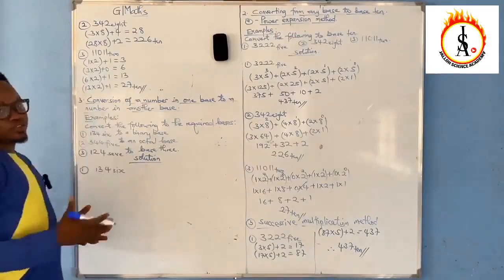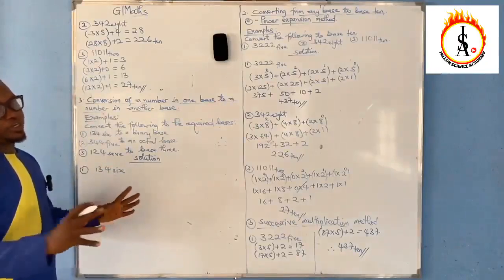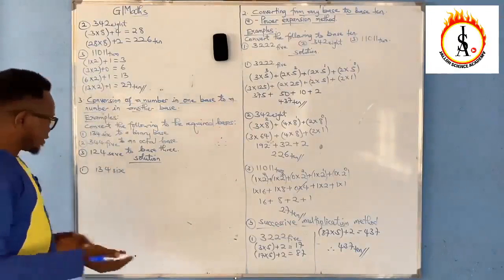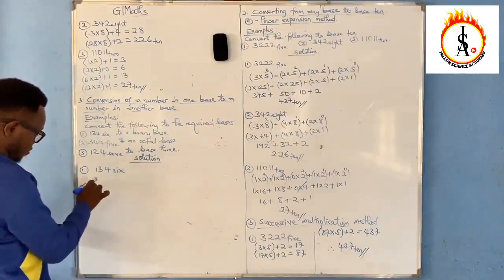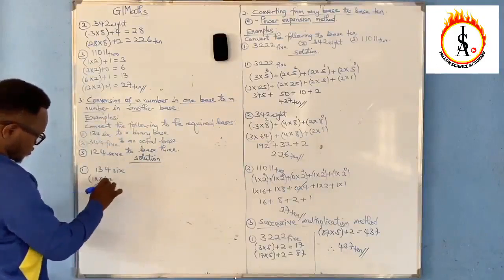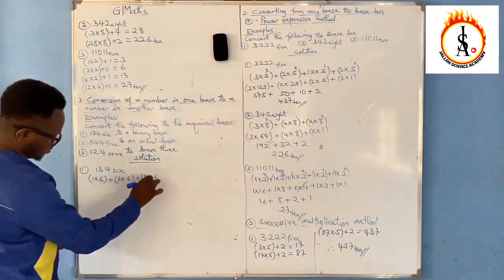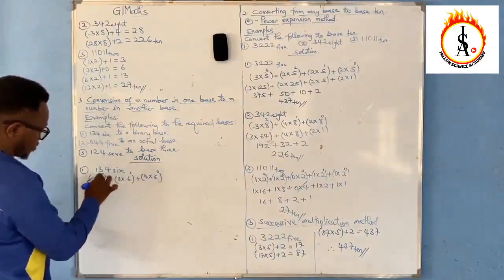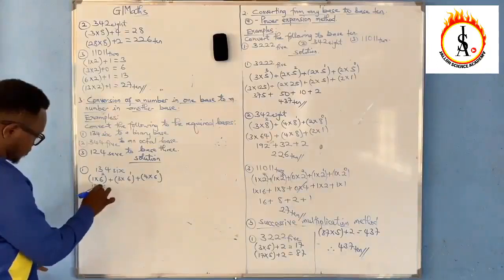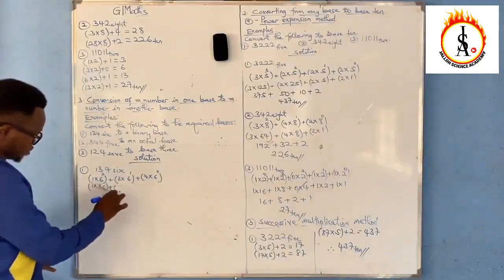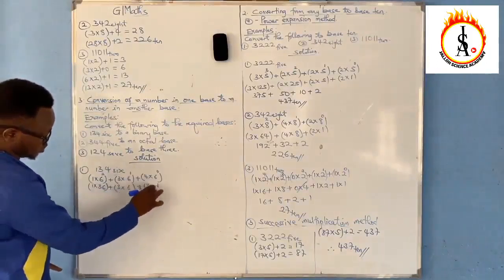Well, it is up to you as to whether you want to use the power expansion method or the successive multiplication method. Any one of the two will be okay. So in this case, let's use the power expansion method. Power 0, power 1, power 2. 6 to the power 2, that's 6 times 6, 36. So we have 1 by 36 plus 6 to the power 1 is 6, plus 4 multiplied by 6 to the power 0 is 1.